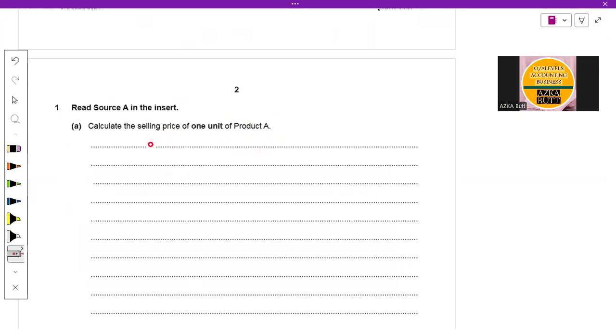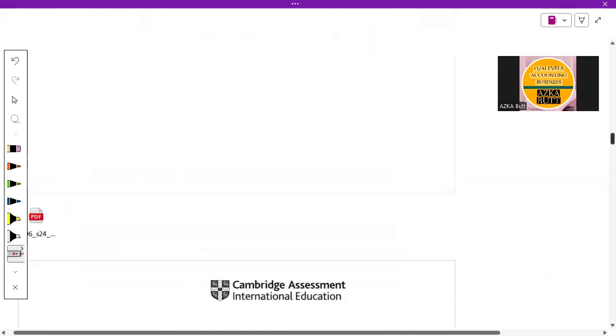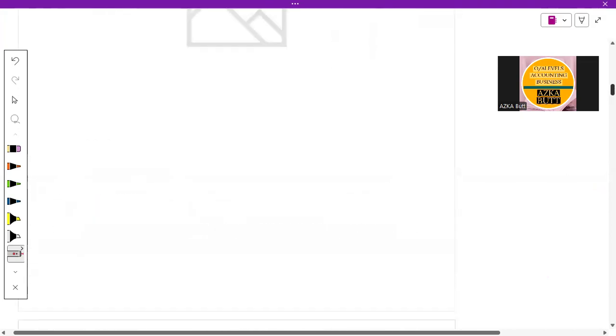So for finding out the selling price of 1 unit of product A, we have to first of all calculate the total cost for product A: material cost per unit, direct labor cost, overheads, and some other things like other overheads. Okay, so first of all, let's see its cost.